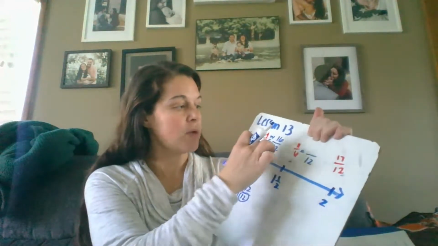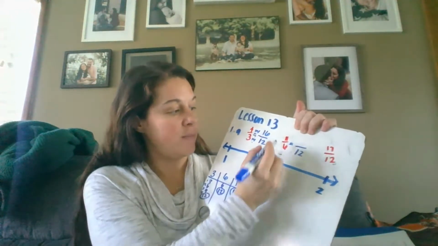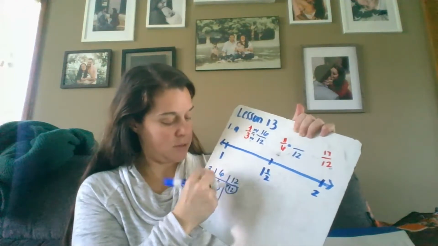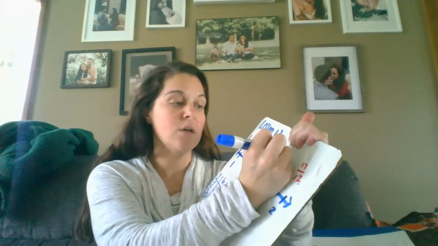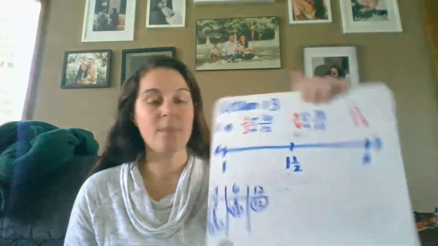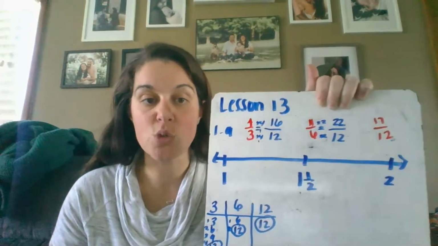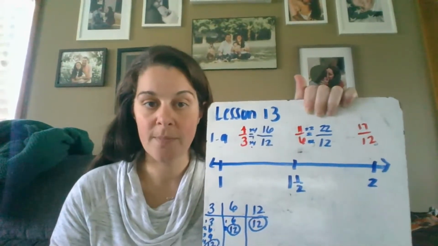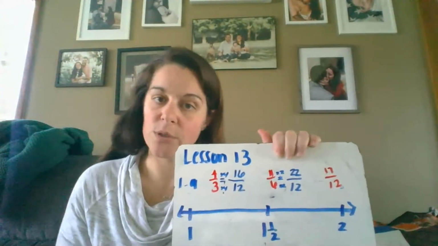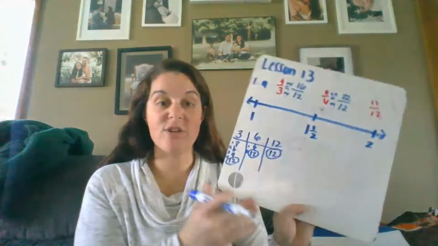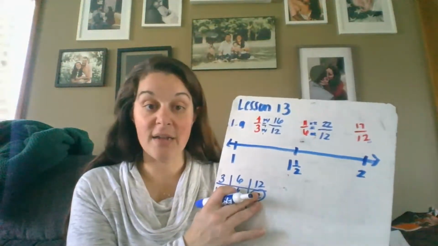Perfect. Now let's look at this one. 6 times 2 gave me 12, so I know that I'm multiplying by 2 on the numerator and the denominator. 11 times 2 is 22. And I know that 11/6 equals 22/12. And again, 17/12 is already done for you. Don't have to do anything with it. All set. So now I have to, again, plot these on the number line.